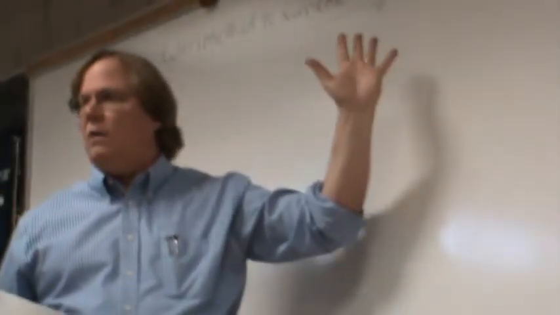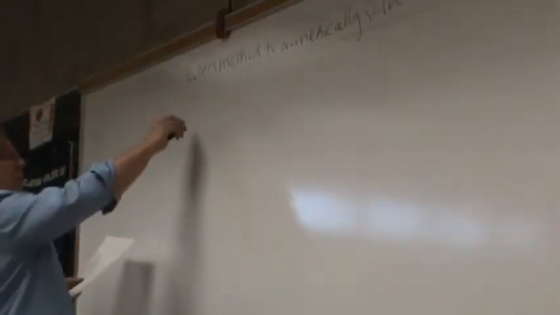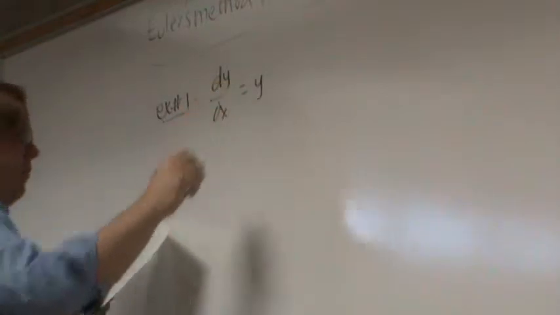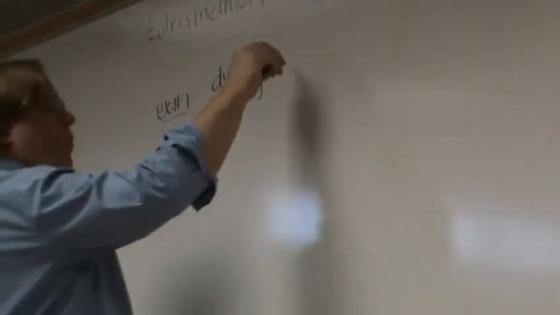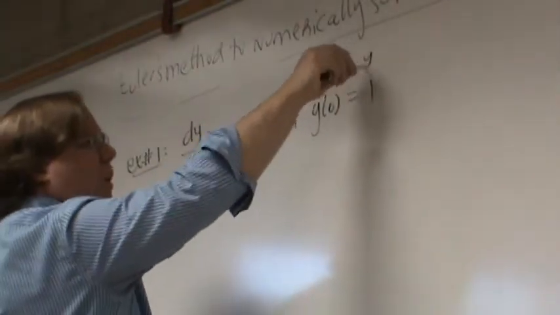In order to teach you Euler's method, I can't start with one of these really, really hard ones. I've got to start with an easy one just so you can learn Euler's method. So we're going to start off with one of the easiest differential equations I can think of, which is dy/dx equals y. And we're going to let y of 0 equal 1. That is, when x is 0, y is 1. That's the initial value of my differential equation.